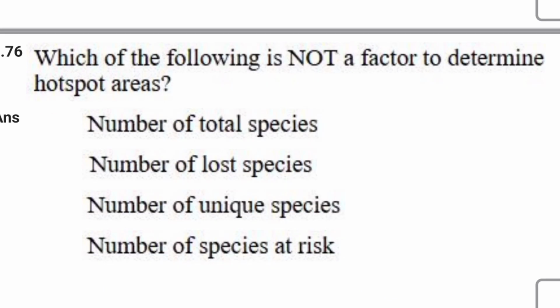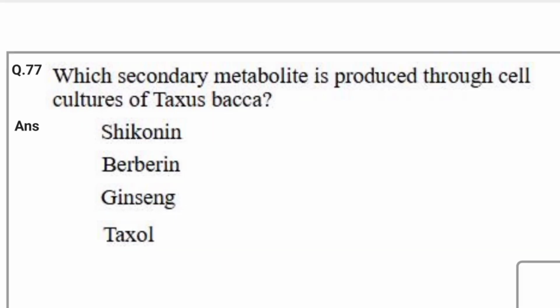Let's see the next question. Which of the following is not a factor to determine hot spots? Options are number of total species, number of lost species, number of unique species, number of species at risk. For this, the correct answer is number of lost species. Let's see the next question.